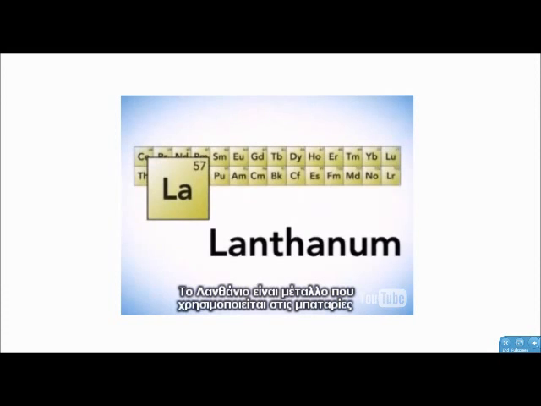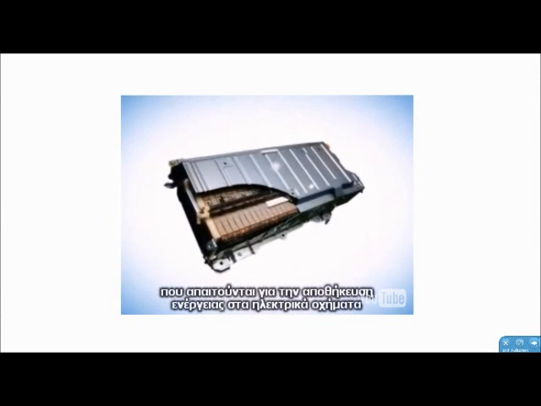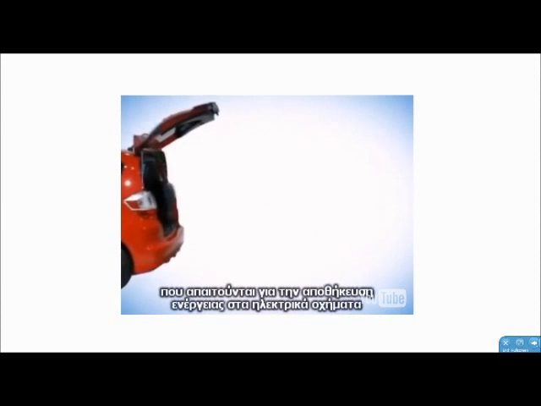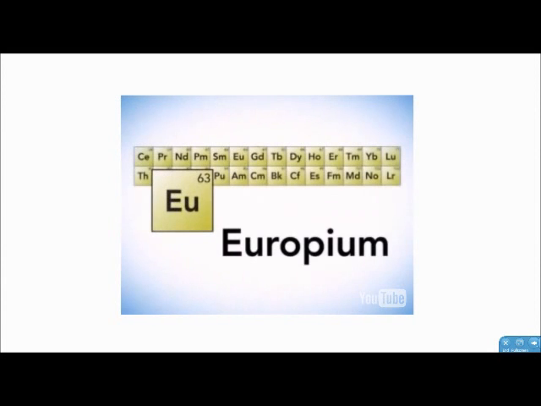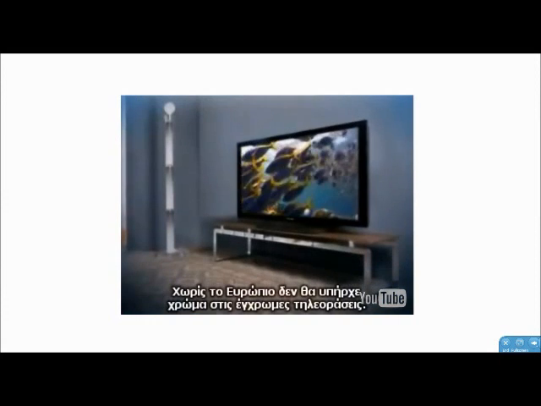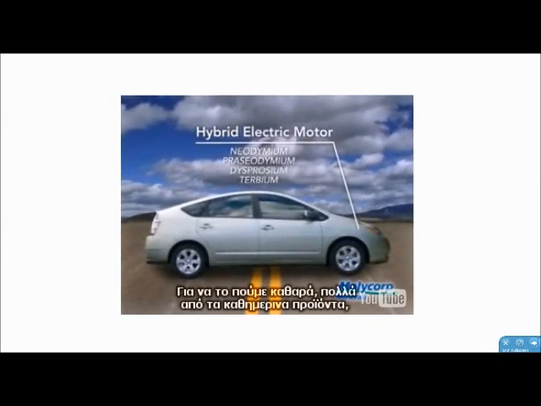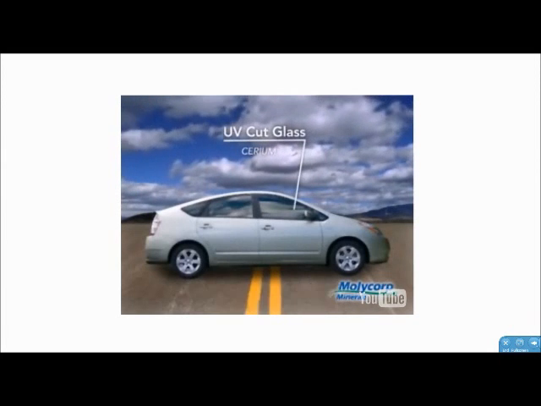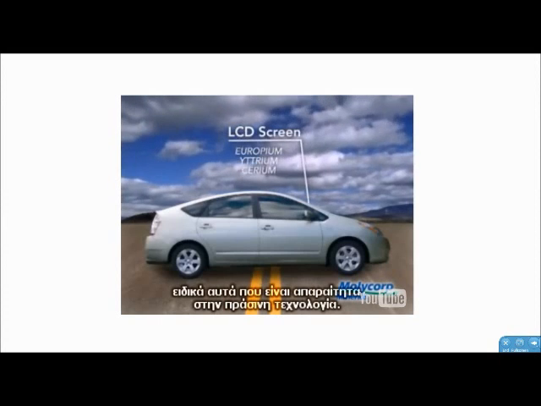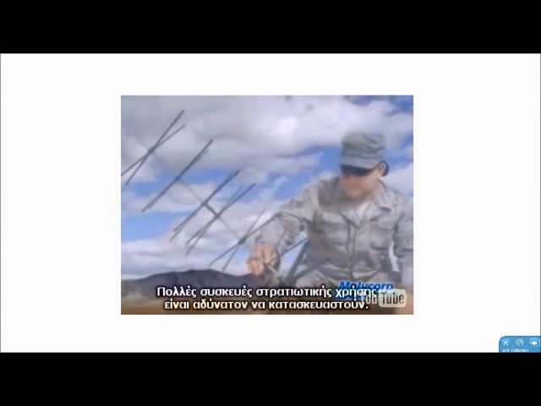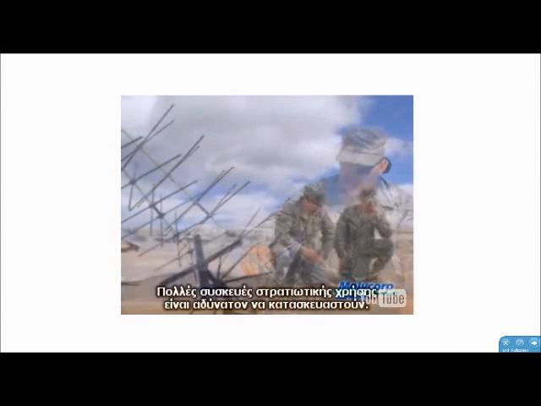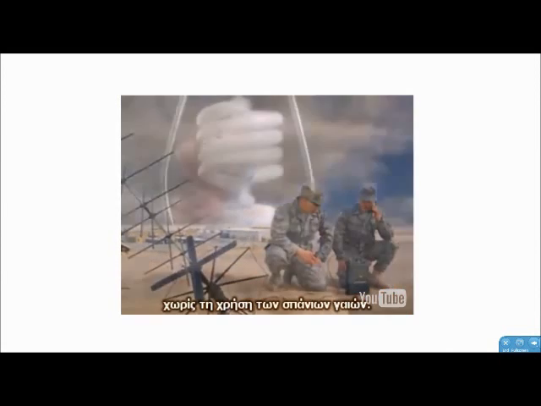Lanthanum. This element is used in alloy to produce the batteries required to store energy for electric vehicles. Europium. Without this luminescent mineral, there would be no color in color TV. To put it plainly, most of the products we use every day, especially those vital to the green movement, and many used for military purposes, are impossible to manufacture without the use of rare earth elements.